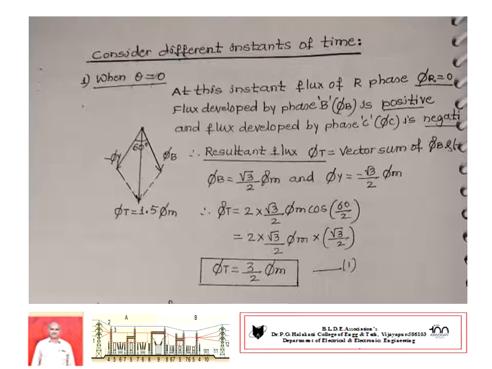Hence, the resultant flux of these two, phi t, equal to 2 into root 3 by 2 phi m into cos of 60 by 2. So we are going to get this value as 3 by 2 phi m, or you can call it 1.5 times phi m. You call this equation number 1.